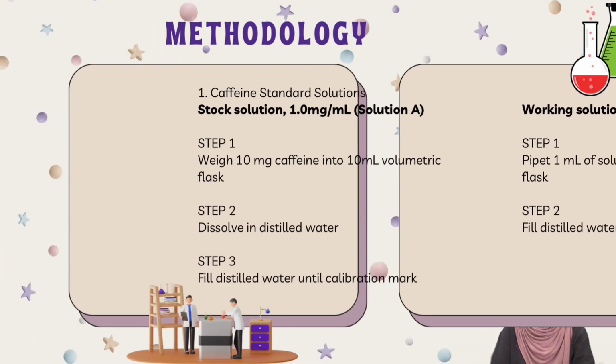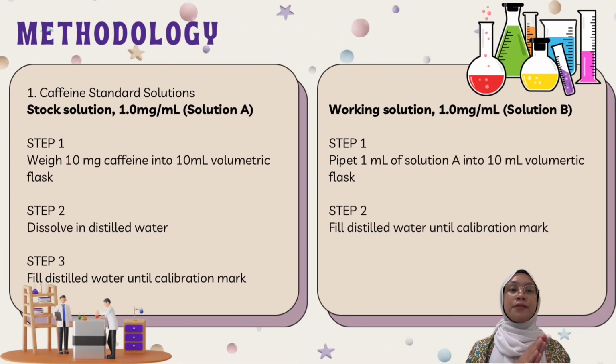So now I will be explaining about the procedure. For the first one, we have the caffeine standard solution, where we need to prepare two solutions, which are solution A, the stock solution, and solution B, the working solution. For solution A, the first step is to weigh 10 mg caffeine into a 10 ml volumetric flask. Step 2 is to dissolve it with distilled water, and step 3, fill with distilled water until the calibration mark.